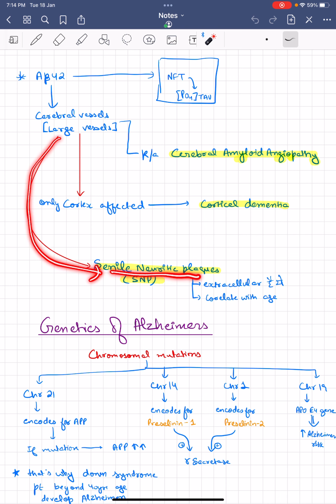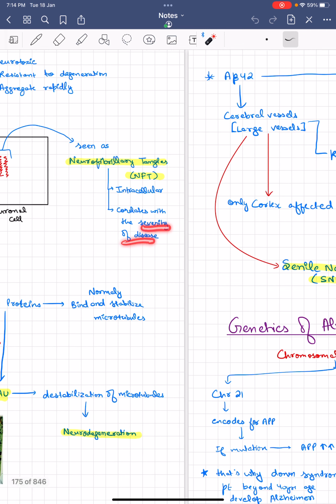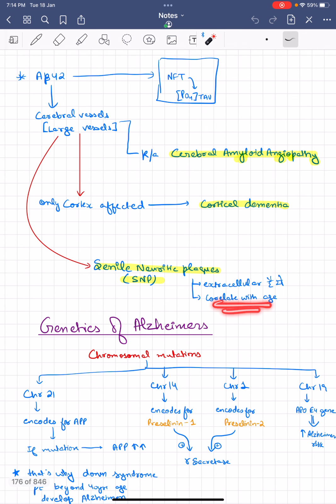Senile neuritic plaques can be seen. These are extracellular, by the way, and correlate with the age of the patient. Whereas neurofibrillary tangles correlated with the severity of the disease, here they correlate with the age of the patient. These are extracellular senile neuritic plaques, and senile in their name denotes that they correlate with age. Let's revise this one because I keep forgetting it.